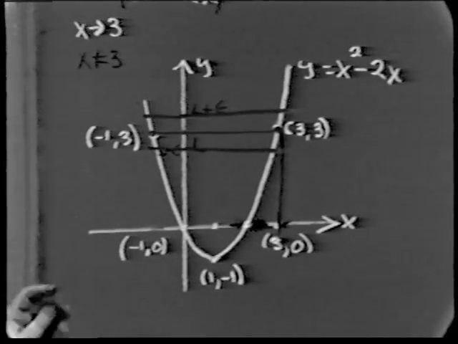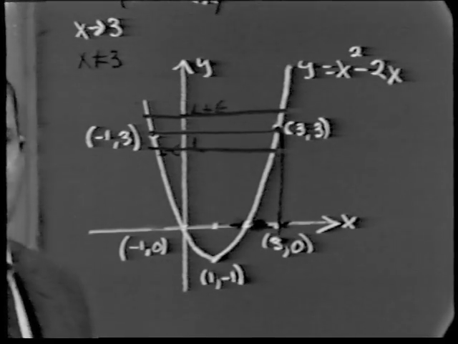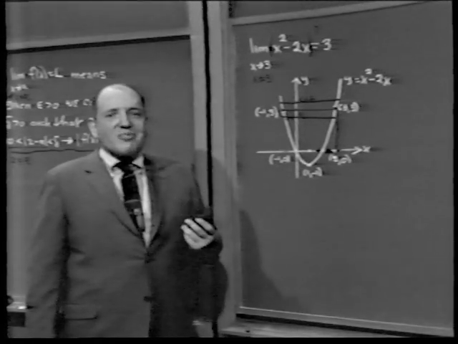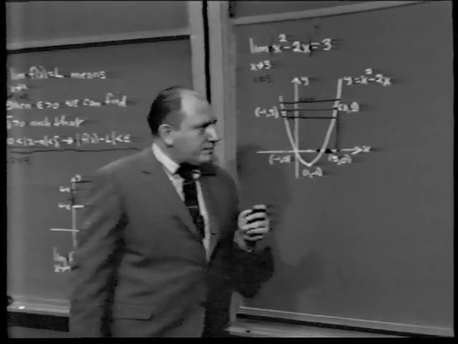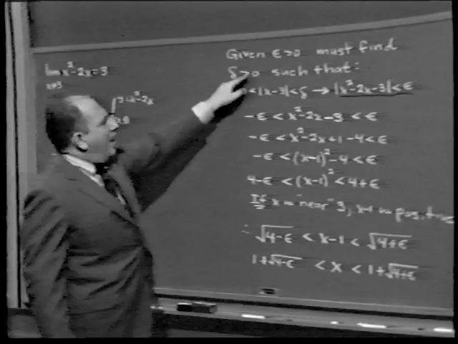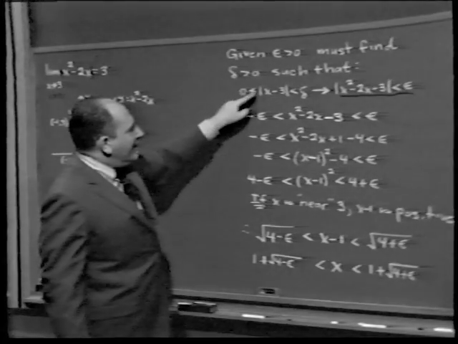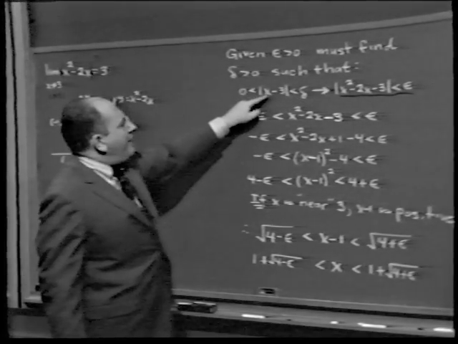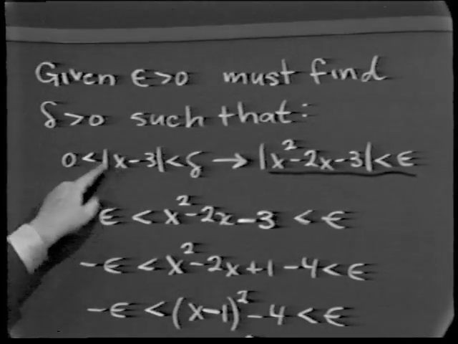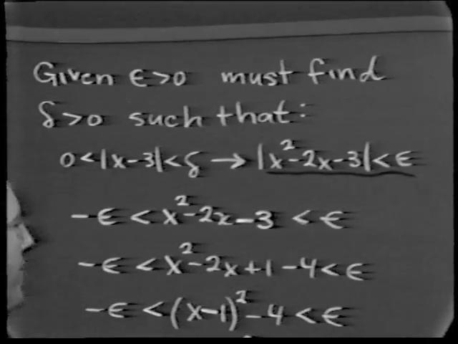See? At any rate, leaving the diagram as an aid, let's see what our epsilon-delta definition says and how we handle this stuff algebraically and how we correlate the algebra with the geometry. Given epsilon greater than 0, what must I do? I must find a delta greater than 0 such that, and I'm going to read this colloquially, I'll write it formally, but read it colloquially, whenever x is within delta of 3, but not equal to 3, then x squared minus 2x will be within epsilon of 3.